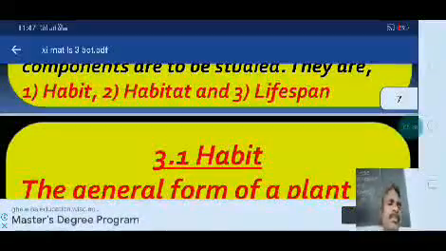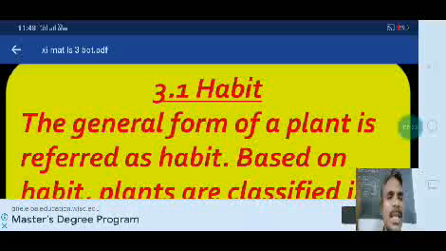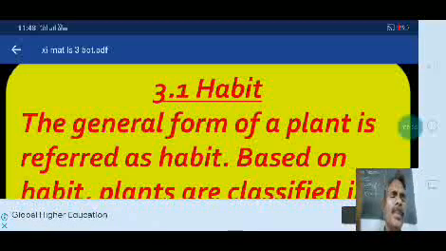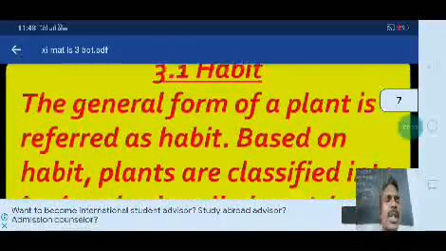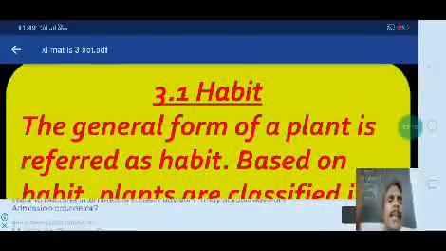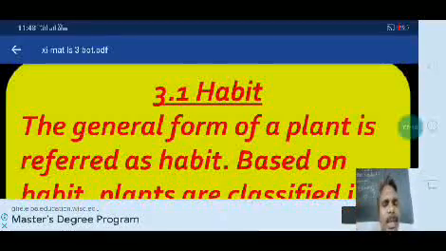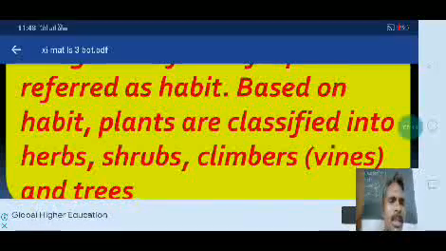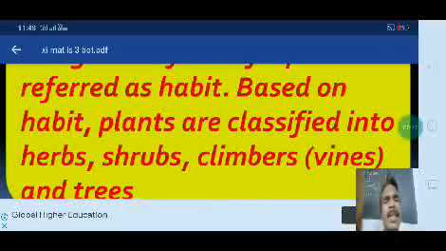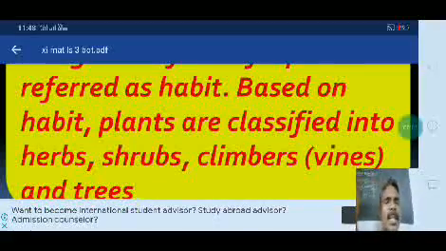First one, habit. What do you mean by habit? The general form of a plant is referred to as habit. It is mostly based upon whether it is a tree, annual or perennial plant, herb, shrub, and so on. That is called the habit of the plant. Based on habit, plants are classified into herbs, shrubs, climbers, vines, and trees.